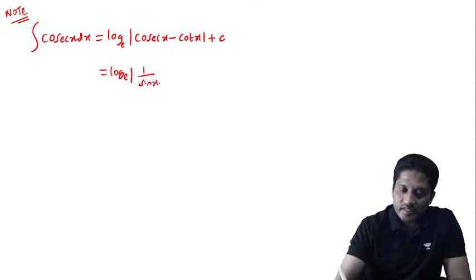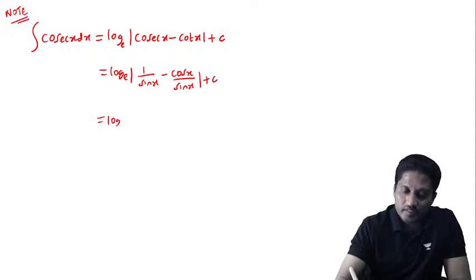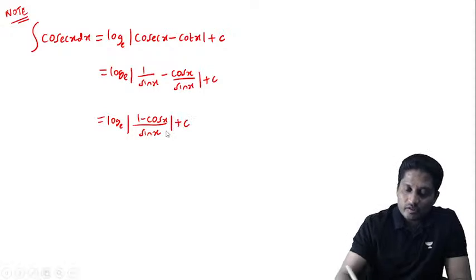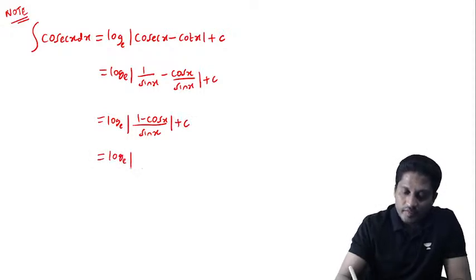Cosec can be written as 1 by sine, cot can be written as cos by sine, and then plus c. This will be equal to log to the base e of, I'm going to take LCM sine, numerator as 1 minus cos x. So this is equal to log of 1 minus cos x, which is 2 sine square x by 2, whole divided by sin x, which can be written as 2 sin x by 2 cos x by 2, and then plus c.